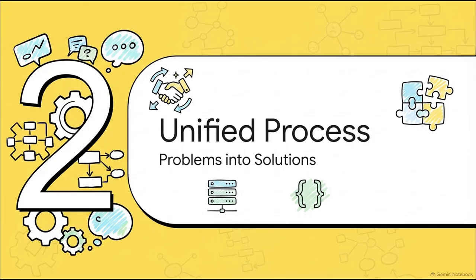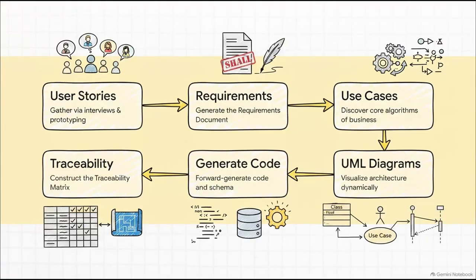Meet the unified process. Let's see how this builds step by step. The tactical workflow of the unified process is a very deliberate six-step journey. We start out by gathering user stories from our stakeholders. Then, we transform those stories into a formal requirements document filled with shall statements. Exact definitions of what the system shall do.